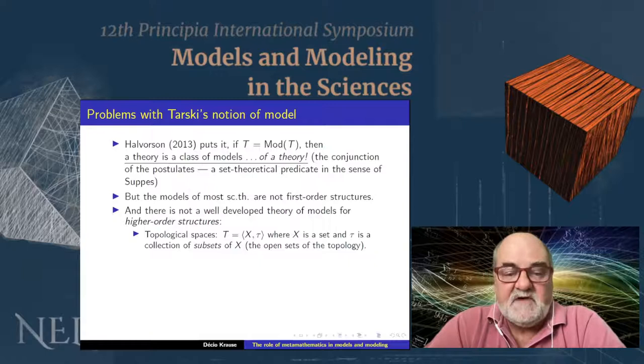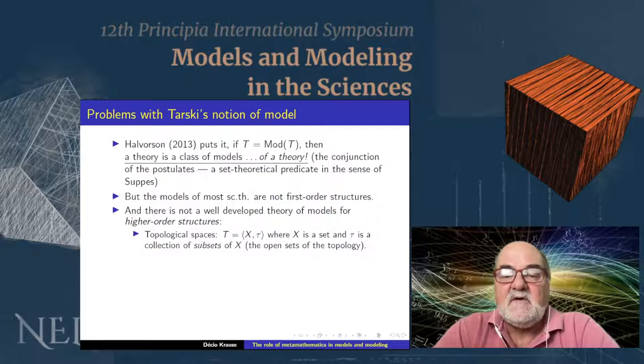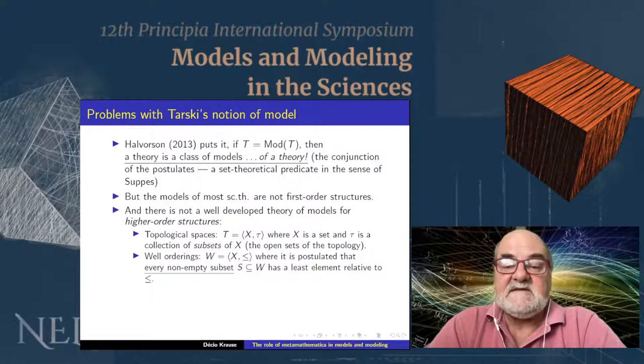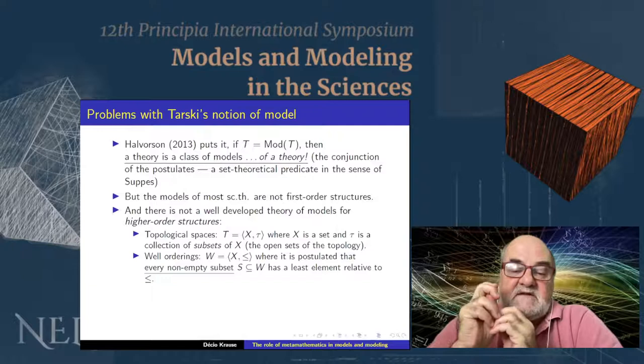Tarski, in general, deals with first-order structures, where you have a domain and relations and functions over the objects of the domain. But you take, for instance, topological spaces, (X, τ), where X is a set and τ is not a relation between elements of X, but is a collection of subsets, that is, the open sets of the topology. So as well, in all the orderings, where we need to postulate that every non-empty set has a least element, this is not a first-order sentence and the structures are not first-order structures.